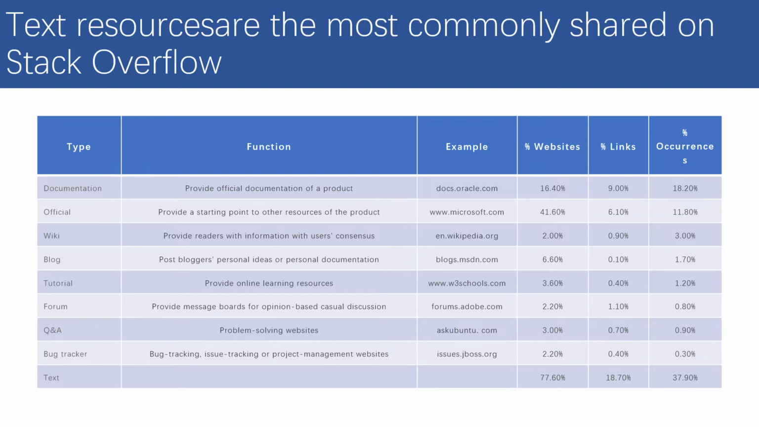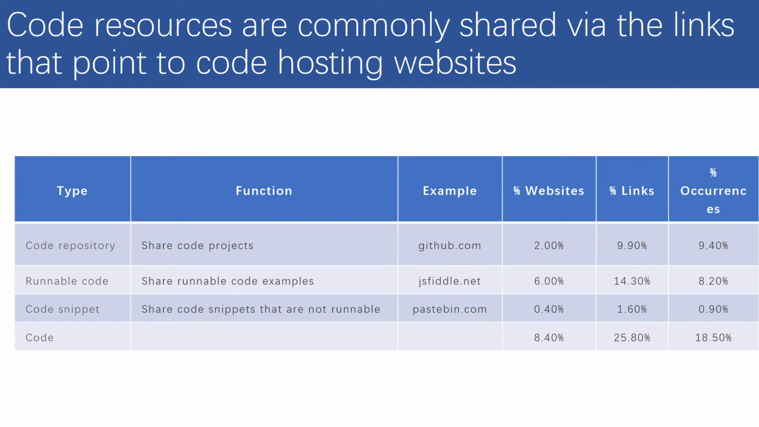Moreover, over 35% of the occurrences of the external resources are related to text resources. For example, the website msdn.microsoft.com is a technical documentation site that is shared the most on Stack Overflow. The website hosts the documentation related to the technologies developed by Microsoft.